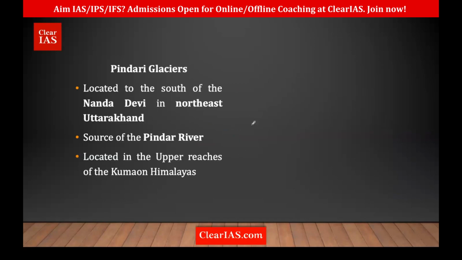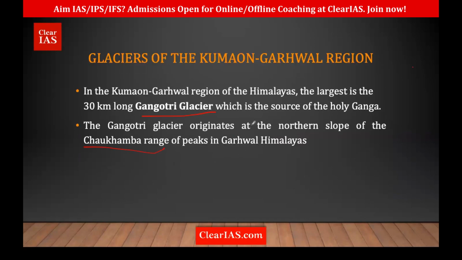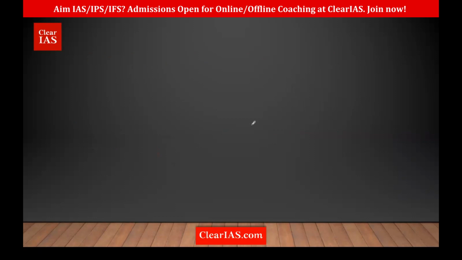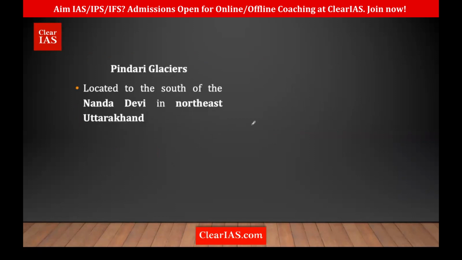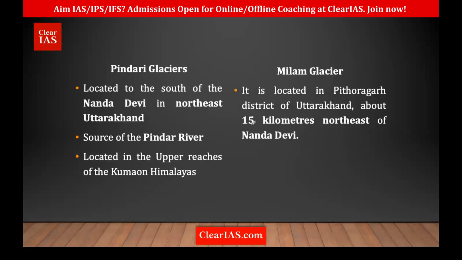Okay. So remember, we have Gangotri glacier, from where the Ganga river is originating. And it is on the northern slope of the Chowkhamba ranges in Garhwal Himalayas. So Gangotri glacier is in Garhwal Himalayas, and Pindari and Milam are in the Kumaun Himalayas. Okay. And all these are in Uttarakhand.